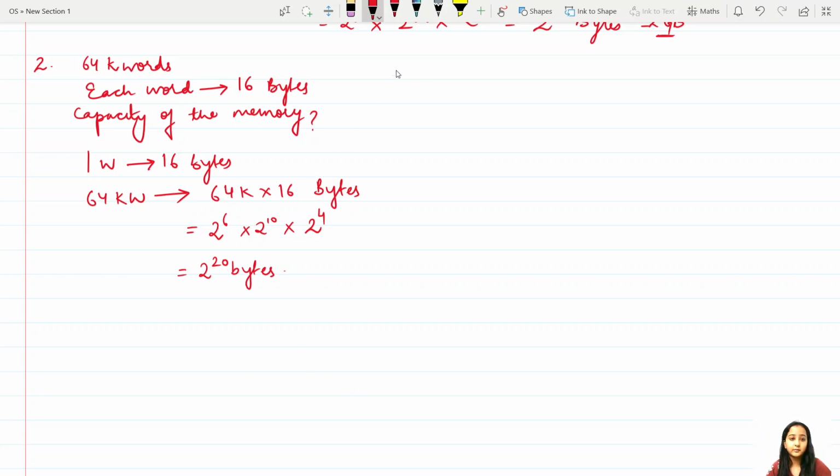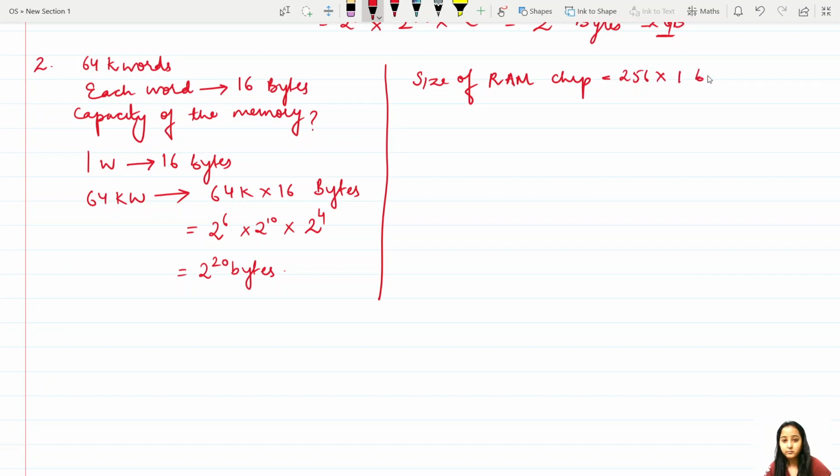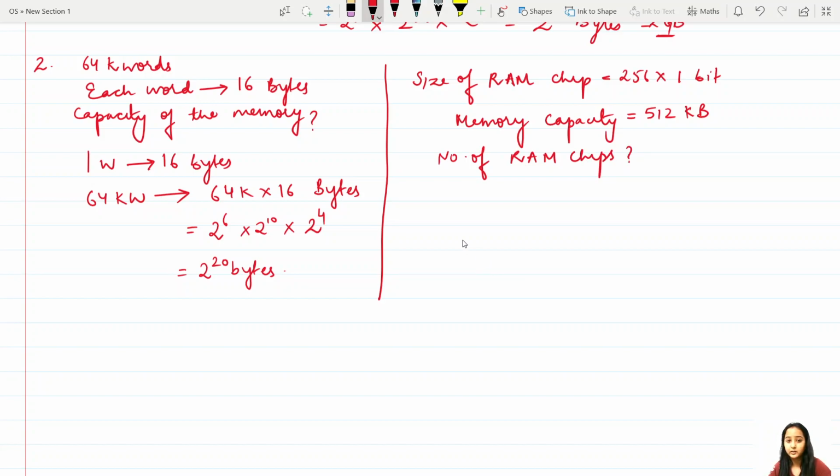There is another question, like the size of a RAM chip. The size of the RAM chip is given to you, 256 into 1 bit. The memory capacity is also given in this case, it is 512 KB. They have asked to calculate the number of RAM chips. How will you calculate it?